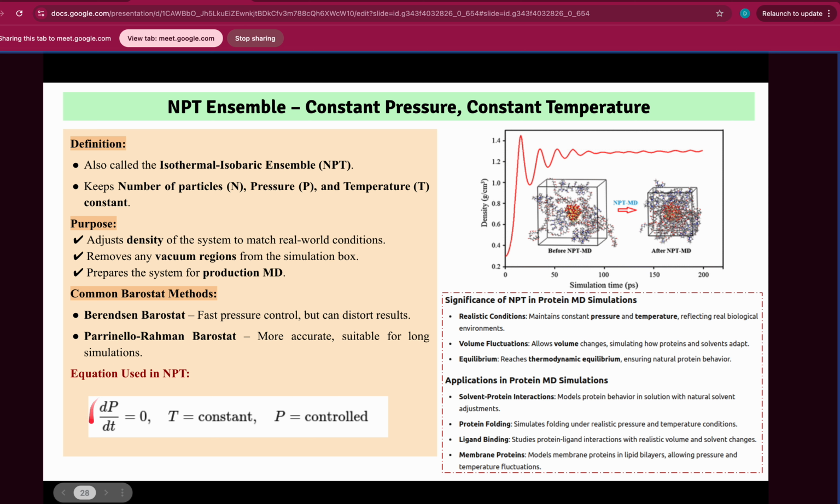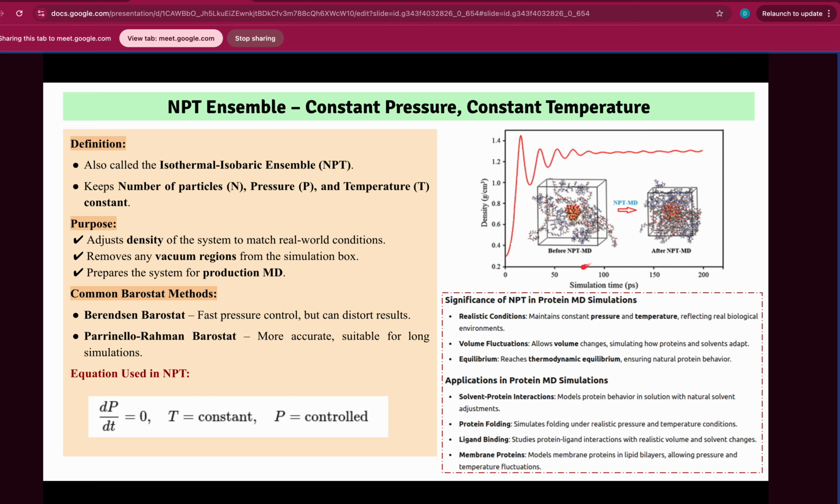This is the equation where the change in pressure with time is constant, it is 0. Temperature is constant and pressure is controlled. So I will choose that pressure where the change with time is 0. And this is the curve. Density is changing with time, whereas my pressure and temperature are constant.